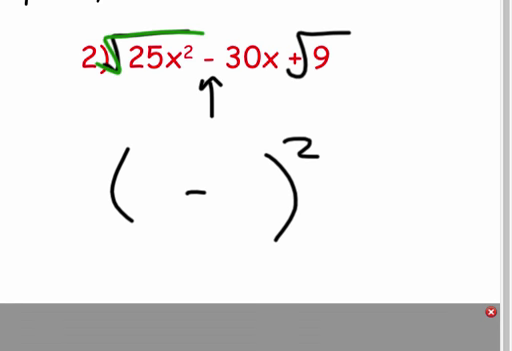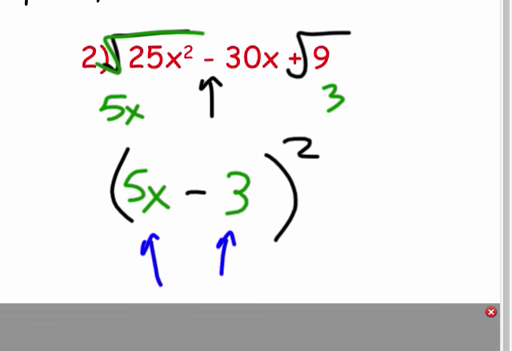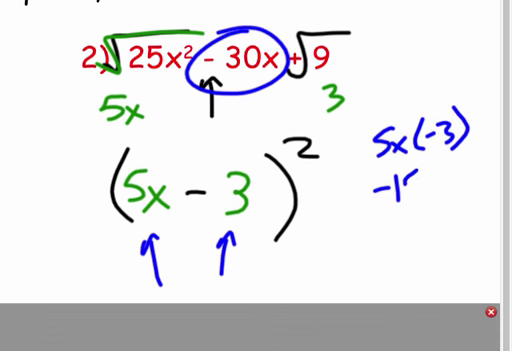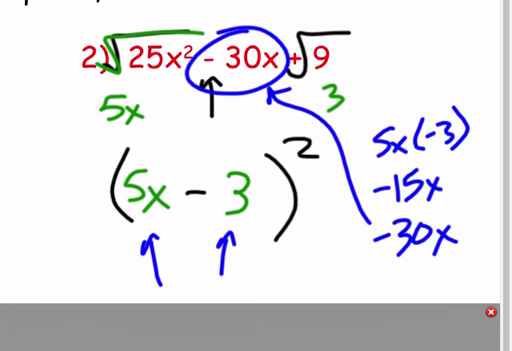Well, if I took the square root of 25x squared, what would I get? I would get 5x. So that would be my first term. If I took the square root of my last term, my 9, I would get 3. Well, I have to check and see if it still works. What do I have to check? I have to see if my two terms, when multiplied and doubled, equal that middle term. If I multiply 5x times negative 3, I get negative 15x. And if I double that, I get negative 30x. So does it check out? You bet it does. So this would be my factored form.